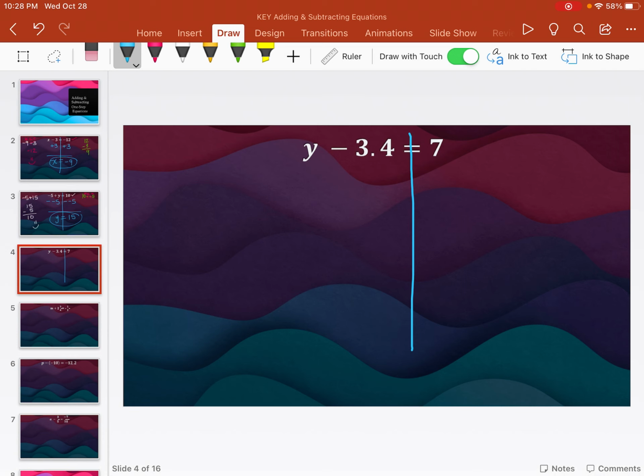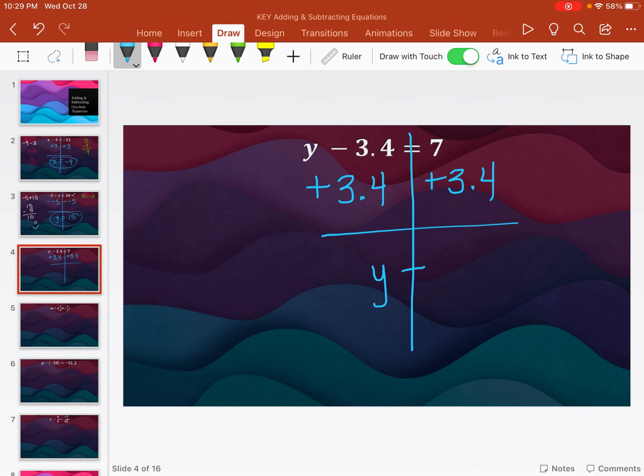So it's a subtraction problem, so we should be adding. Right now it's subtracting 3.4, so we're going to do the opposite and add 3.4. And whatever we do on the left, we're also going to do on the right so that we can keep this balanced. On the left side, those cancel out.